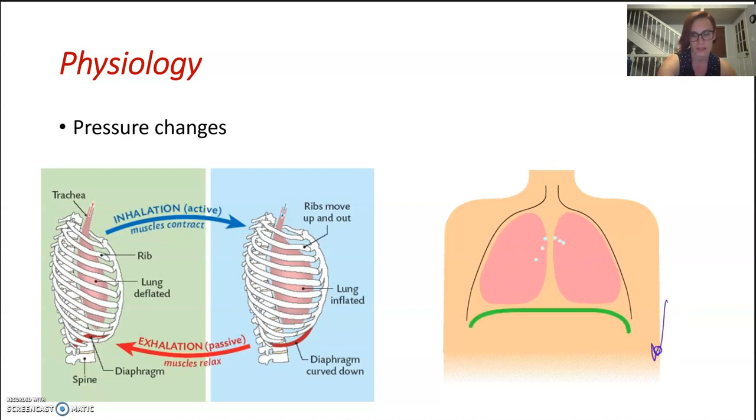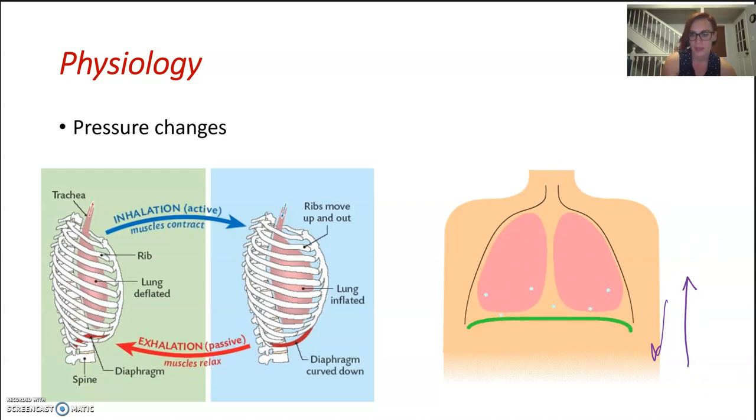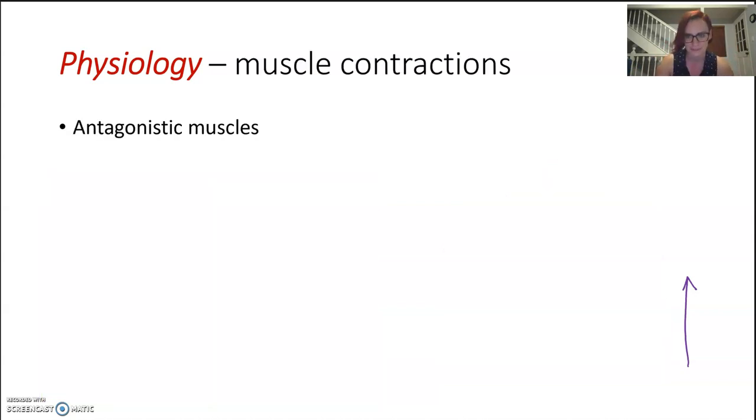Again, when it contracts downwards, it opens up that lung space as we can see here and brings the air in. When it relaxes, it pushes up again, and it makes that thorax space a lot smaller. The pressure becomes higher and the air floods out.